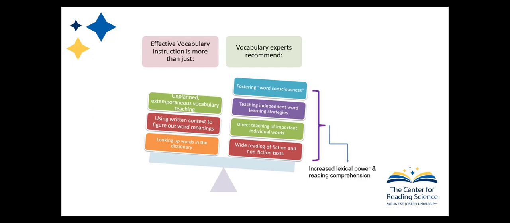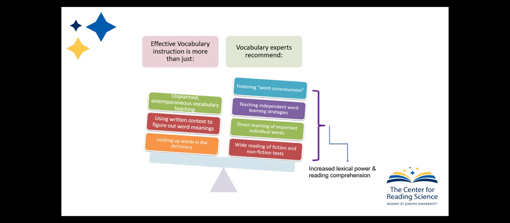This graphic outlines less effective and more effective strategies. On the left are necessary but not sufficient strategies. On the right are effective strategies. To the left side first. One, waiting for an incidental moment when vocabulary instruction comes up. This doesn't mean you don't address these moments of incidental teaching when they arise, but this should not be your only plan for vocabulary instruction.